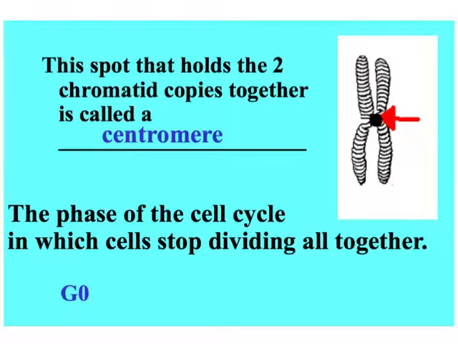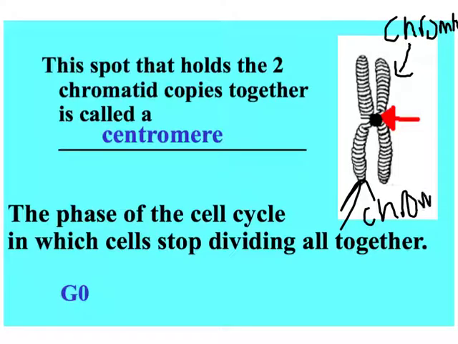So tomorrow for your test, you're going to need to make sure that you understand and that you know the structure of a chromosome. So we know that the middle part right here is a centromere, and that's what holds the two sister chromatids together. And so this is a chromatid. And this is a chromatid. And we call them sister chromatids because they are identical copies of each other.